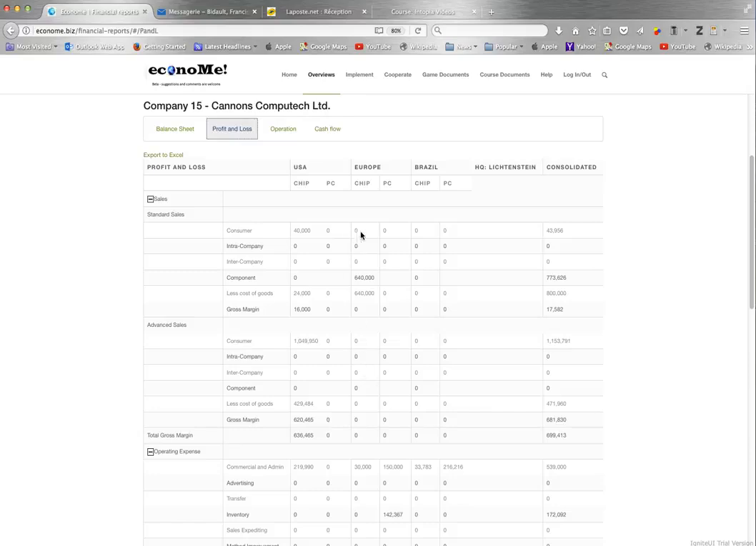Then, of course, you could have done some sales in other areas and in other products. You have done no sales whatsoever in Liechtenstein because there is no business there. And then the consolidated is, again, like for the balance sheet, the total after applying the exchange rate for each of the figures concerned.